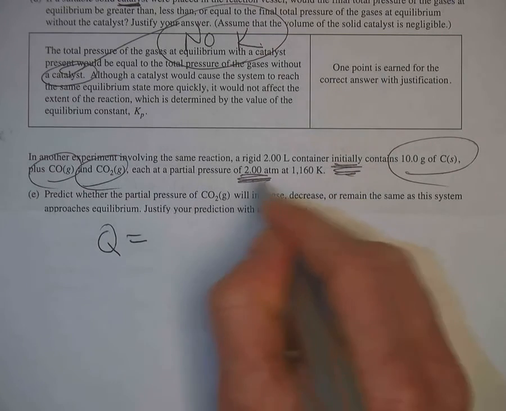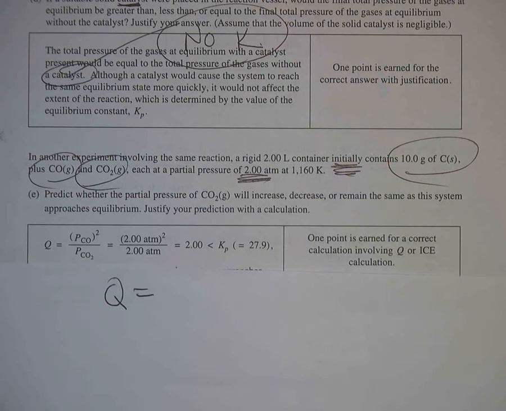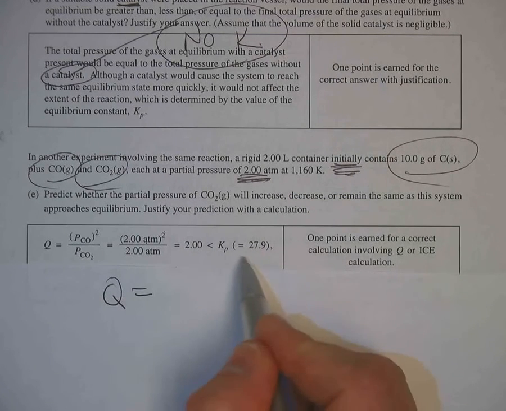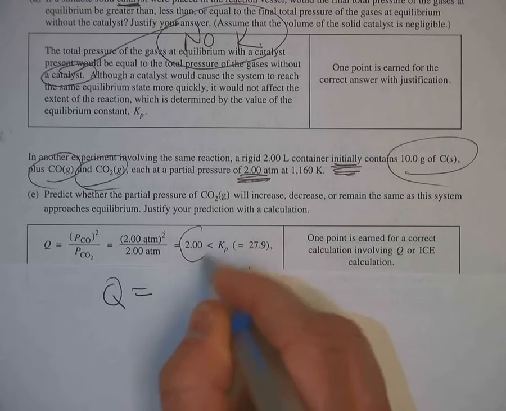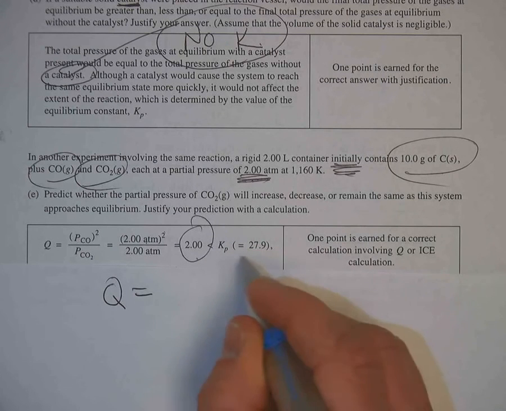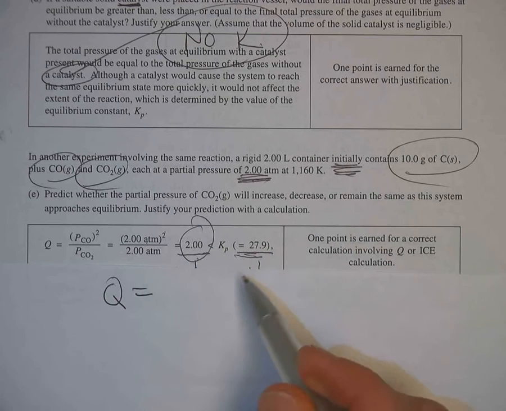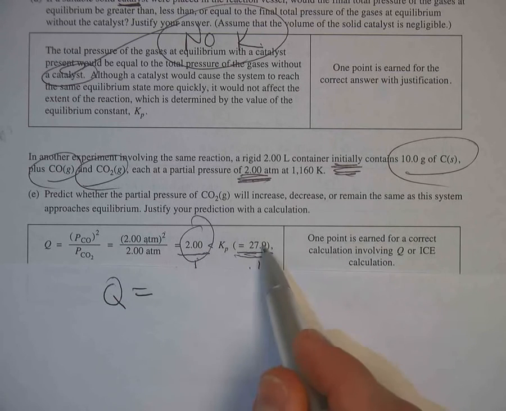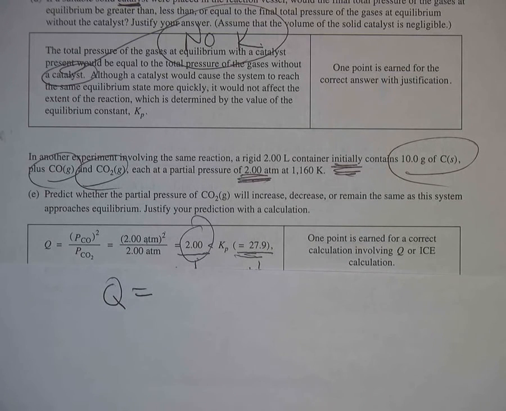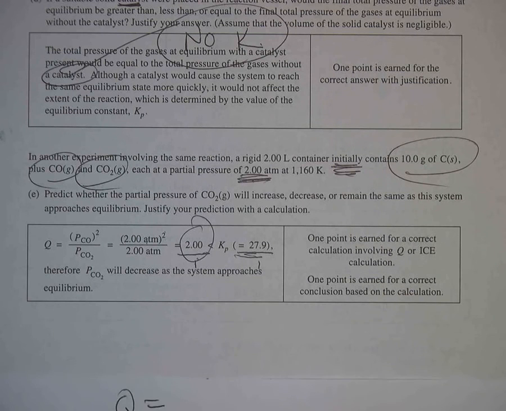So it says the partial pressure is 2. Calculate Q. 2 squared divided by 2. You end up with 2. And then compare it to K. So I'd say write them over 1. Take them right over 1, okay? What does 2 have to do to get to look like 27? Well, it's got to get bigger, right? So you have to get more products, so it should shift to the right. Therefore, PCO2 should decrease as the system approaches equilibrium because it asks you what would happen to CO2.